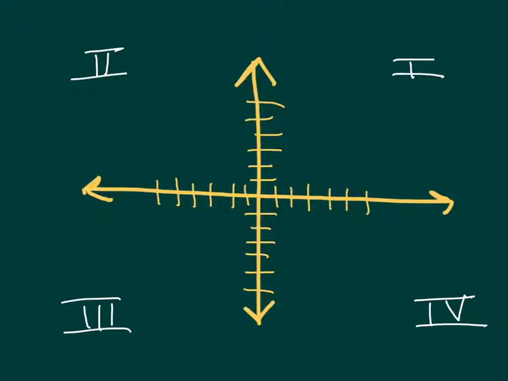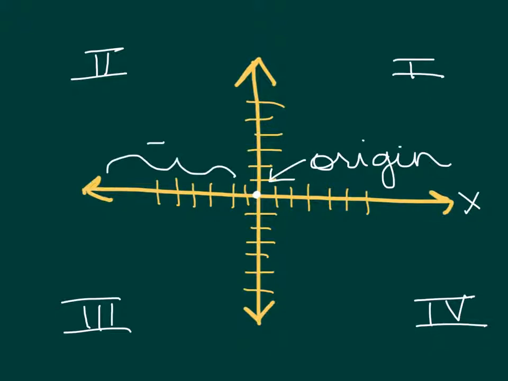We also have parts of the graph that we need to know. There is an origin, which is the center of the graph, and that is where both axes meet. So this is the origin. Again, this is where both axes meet. We have the x-axis, which runs from left to right. The negative numbers are on the left, and the positive numbers are on the right. And then we have the y-axis that runs vertically.